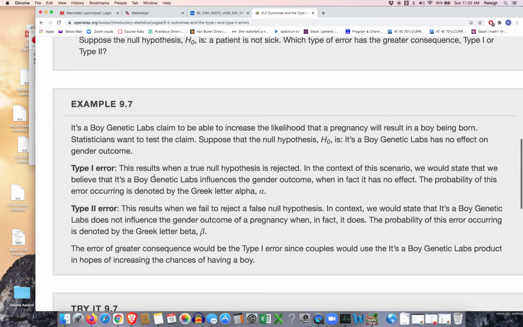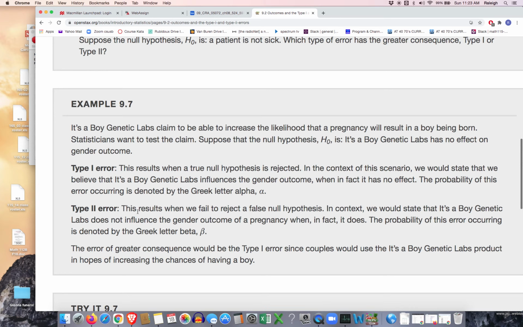Here's the type 1 error. This results when a true null hypothesis is rejected. And in this context, we would state that we believe that the labs influence the gender outcome, but they really don't. That's alpha. That would be extremely disappointing. But let's compare that to potentially disappointing, that is. If you go into this situation, you want a boy, and so you would like some confidence that it would do that.